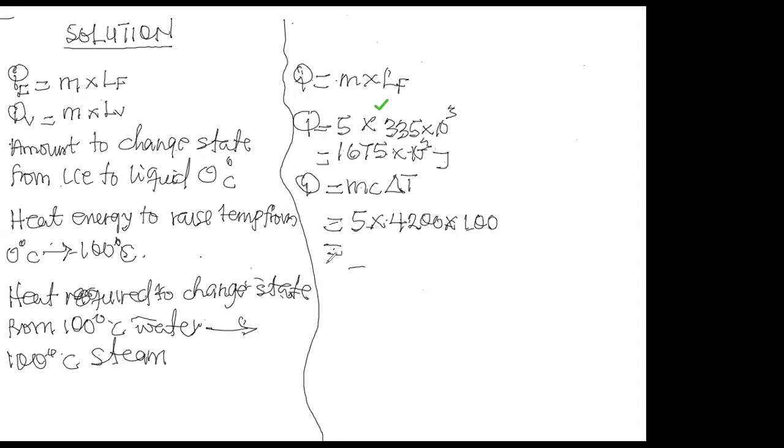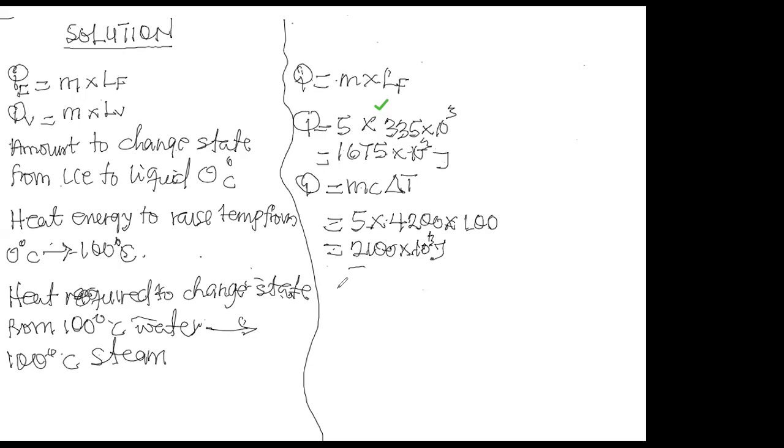So put this together for me. 5 times 42. Just give me 5 times 42. That's 210. So that is 2100 times 10 to the power 3 joules.